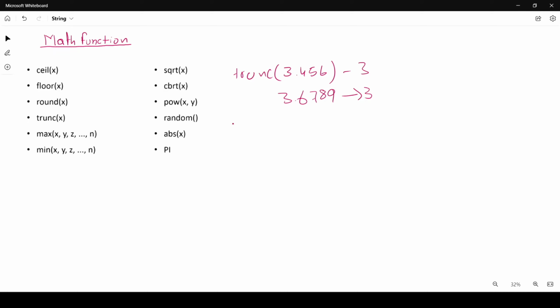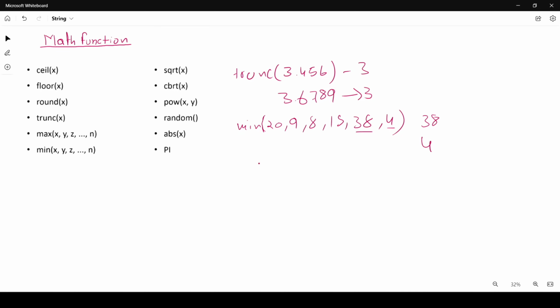For that we use max first of all, and here we provide some values: 29, 8, 15, 38, 4, and so on. Okay, in these values the maximum number is 38, so it will give you 38. And similarly if we use the minimum function min, then it will give you the minimum value that is present in this list, which is 4. It will give you 4.